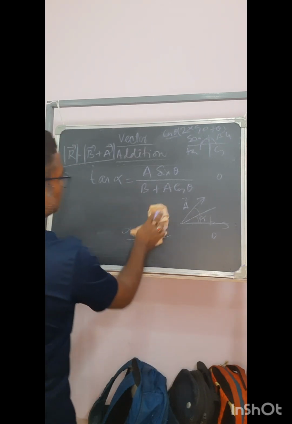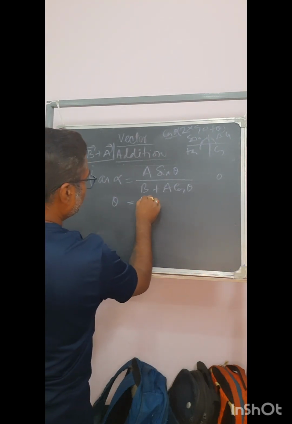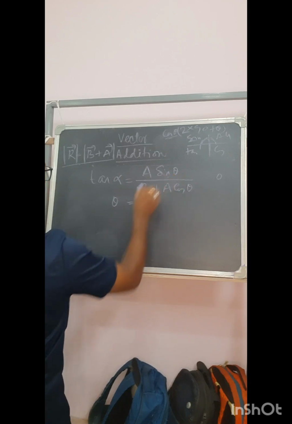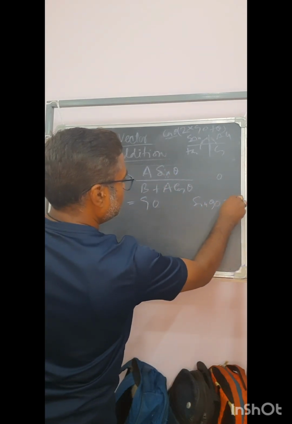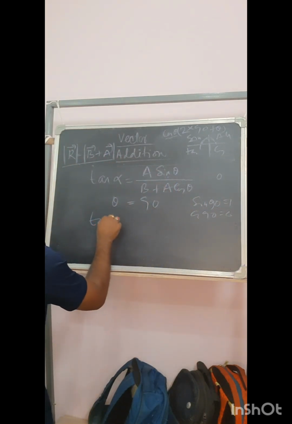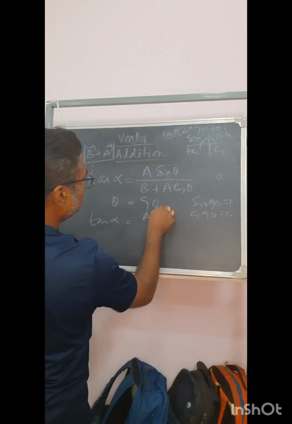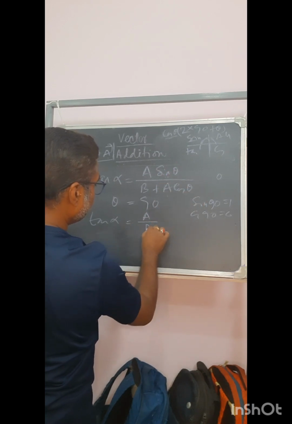Now if theta is equal to 90, the value of sin 90 is 1, and cos 90 is equal to 0. So what is the value I will get here? Tan alpha will be a upon b, since this is 1 and this is 0.